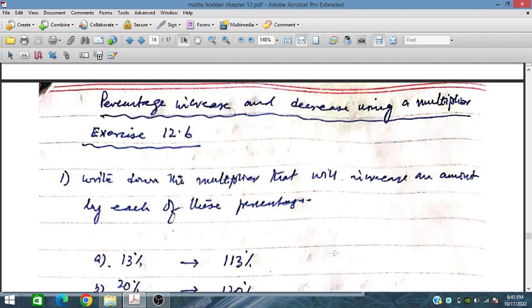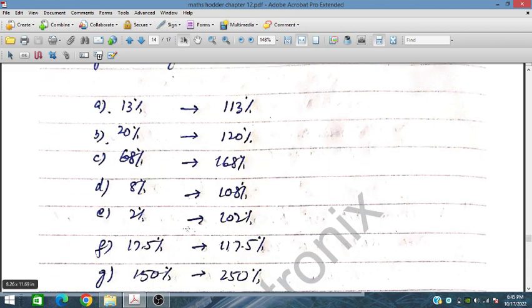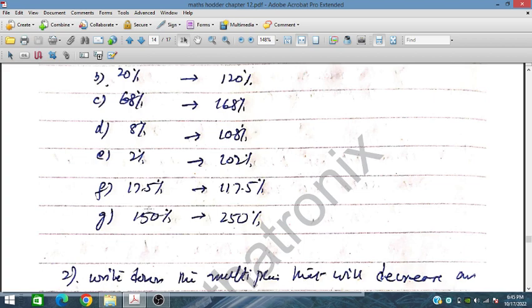Percentage increase and decrease using a multiplier. Write down the multiplier that will increase an amount by each of these percentages. 13% increase means it was originally 100%, now 13% increases, so its value is now 113%. 20% increase means the new price is 120%. So 2% increase means 102%. 150% increase means 250%, that is 100 plus this.